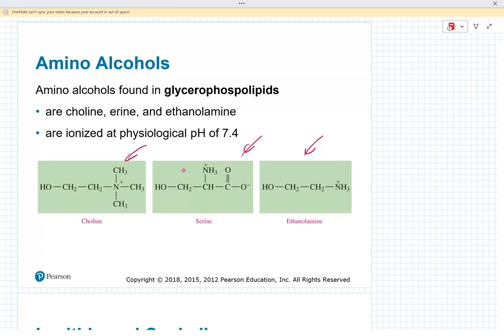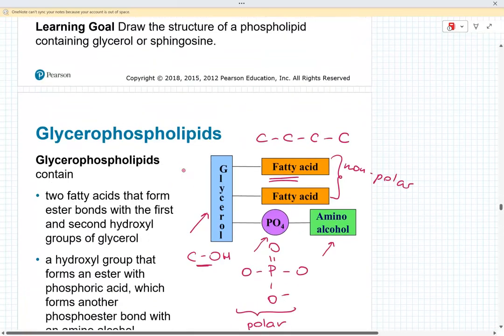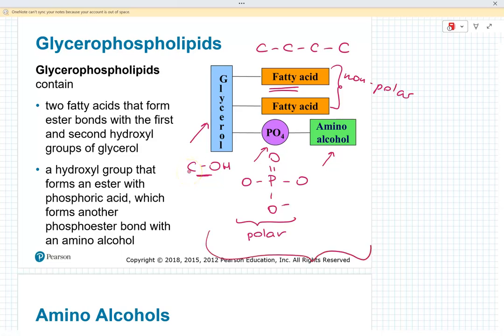Now, the electronegativity of nitrogen is 3. Carbon is 2.4. What's the difference? 0.6. Remember, the threshold for a bond to be considered polar is 0.4. So it's above the threshold, so this is a polar bond. These are polar bonds. And these are fairly polar. So within each amino alcohol, you have not only non-polar carbon-carbon bonds, but you have a decent amount of polar bonds. So it further contributes to the polarity of this entire chunk of a molecule.